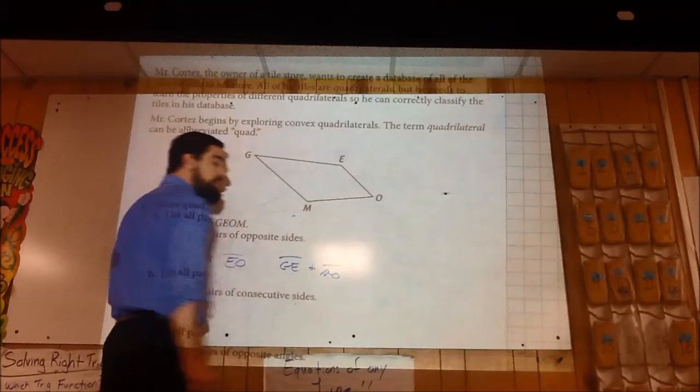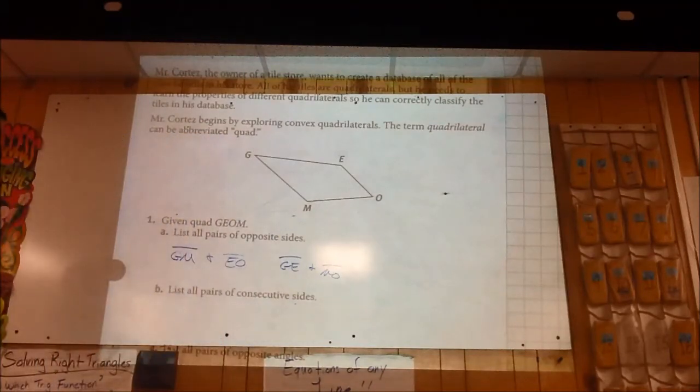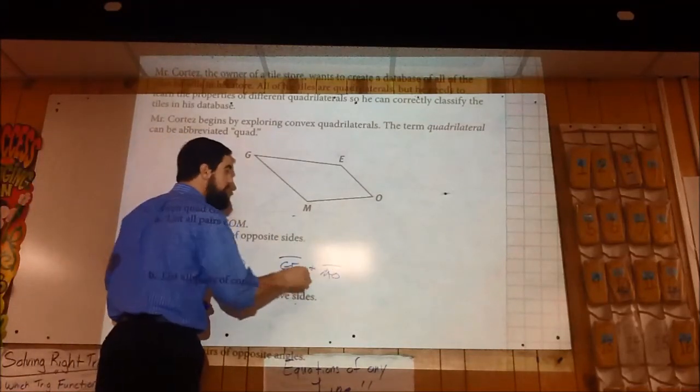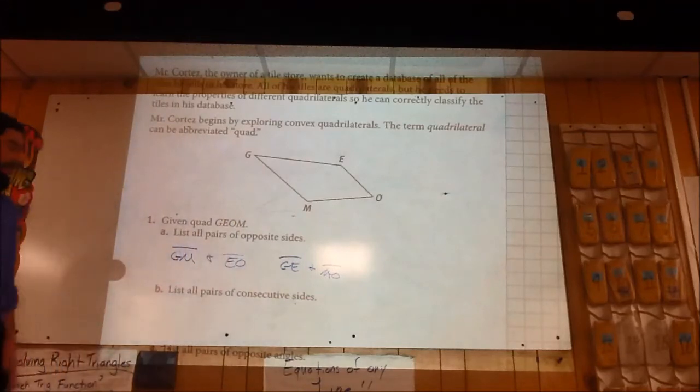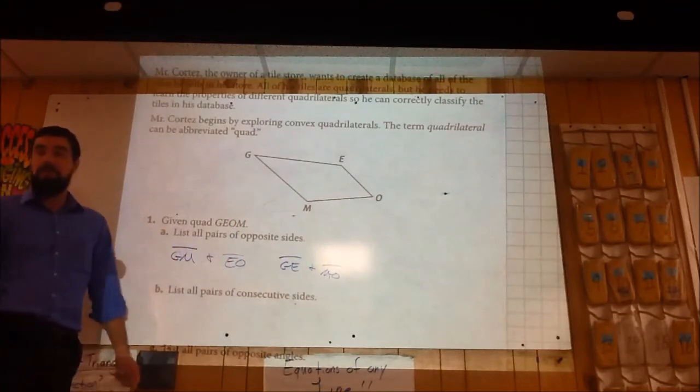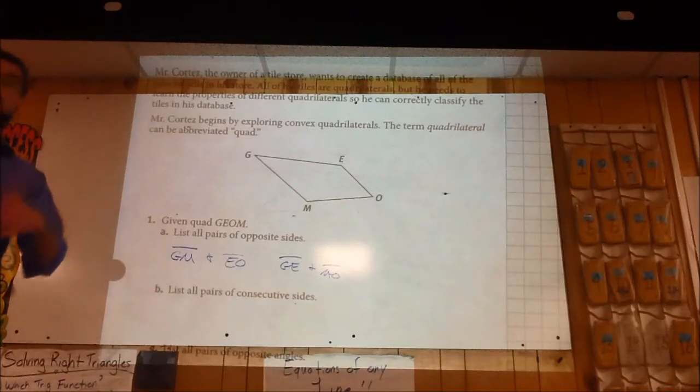So that wasn't too bad. They're opposite from one another. So segment GE and segment MO. And then part B says list all pairs of consecutive sides. So once again, consecutive is one after another.